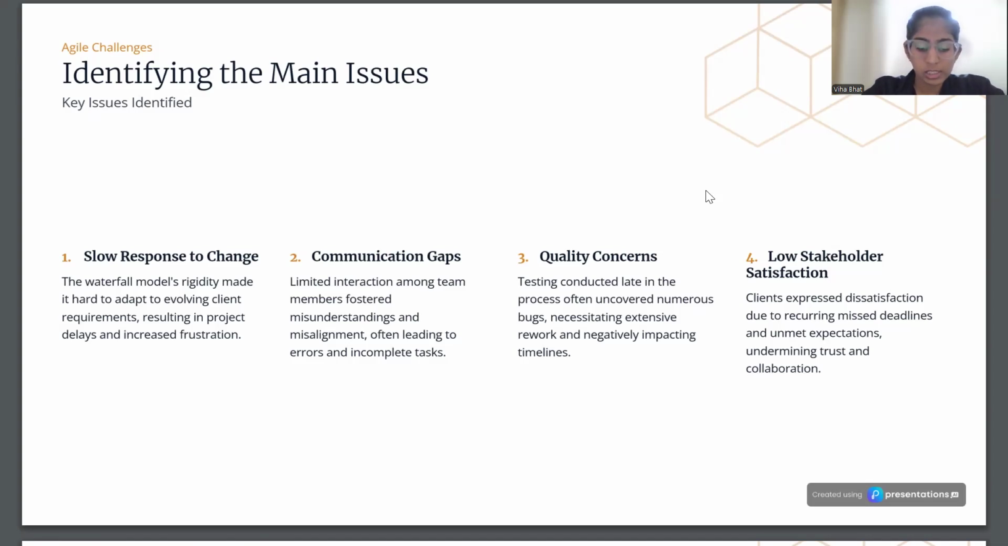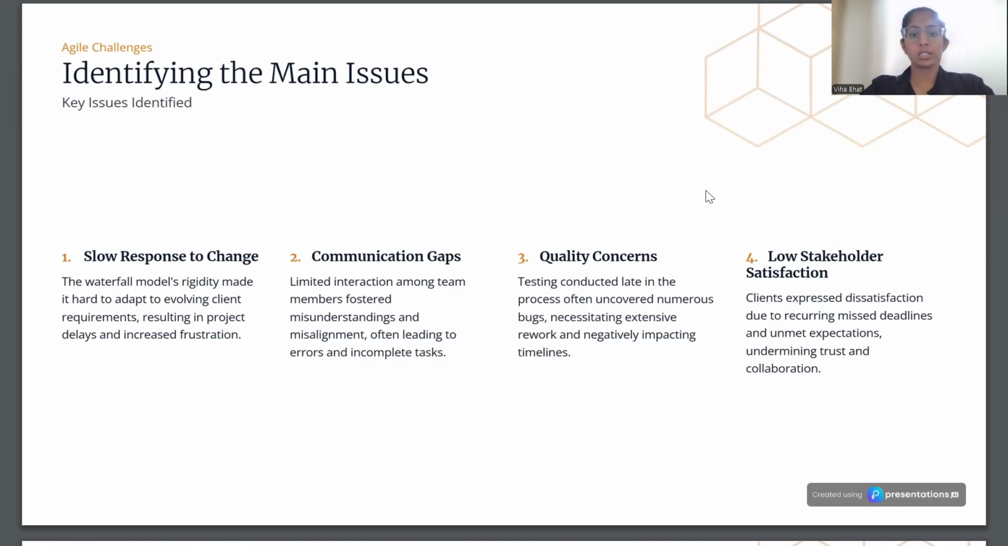Because there was only a limited time period to gather your requirements and to manage and fund those, and there was no other communication between different stages in the waterfall model, there were a lot of communication gaps between the stakeholders and the developers.